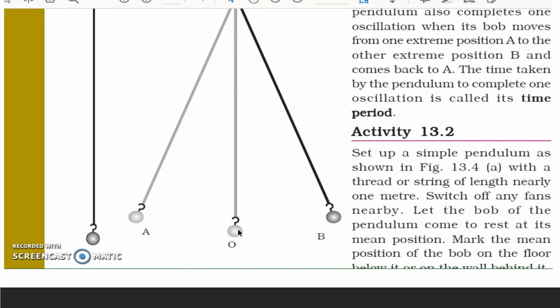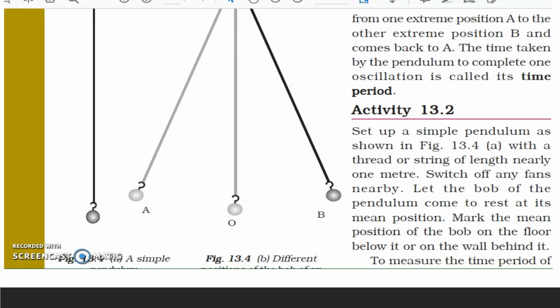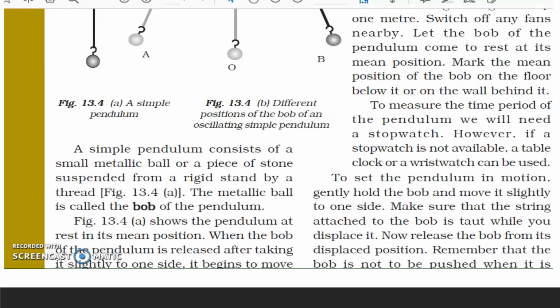That means starting from the mean position to one extreme, to another, and back to its mean position is one oscillation of the simple pendulum. Not necessarily does the simple pendulum always start its movement from the mean position. It can start its movement from an extreme position as well. If it starts from one extreme, goes to another extreme and again comes back to the same extreme, that is also one oscillation. I hope you have understood how the movement of the pendulum takes place.